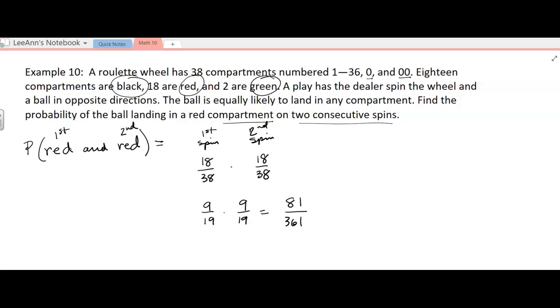361. And then let's take 81 divided by 361 to get a decimal, and we'll go 3 decimal places. It is about 0.224. So that's the probability of getting red twice in a row. Now, if you get a third spin, do you have a better chance of getting black? No, the odds are the same. Sometimes people get confused on that. You might get black, but the odds are the same.